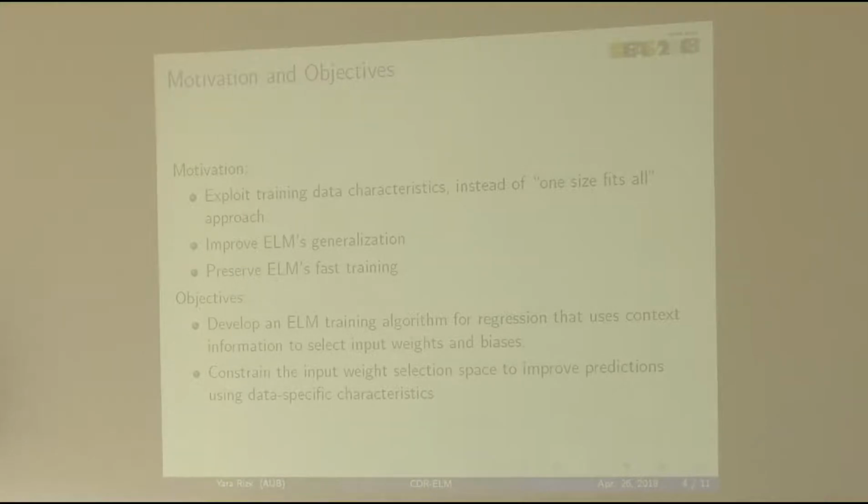The motivation for this project was to exploit the data characteristics instead of using a one-size-fits-all approach. We still want to maintain the generalization capabilities of neural networks, but we also want to preserve the fast training of these special kinds of neural networks called ELMs, because they can be trained in one step, as opposed to backpropagation, which usually iterates over the weights to learn their values, and generally takes hundreds, if not thousands, of iterations to converge.